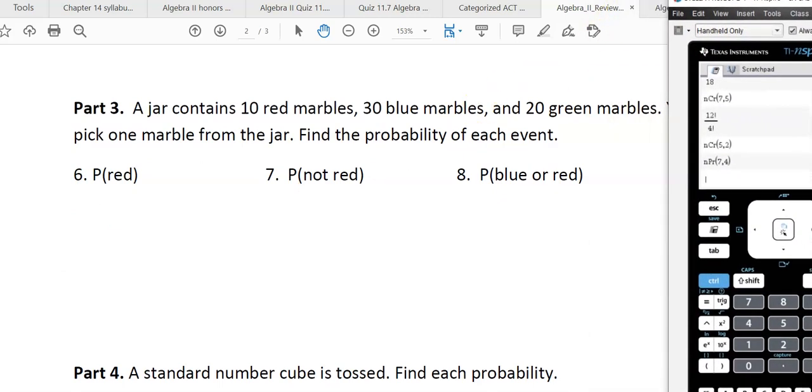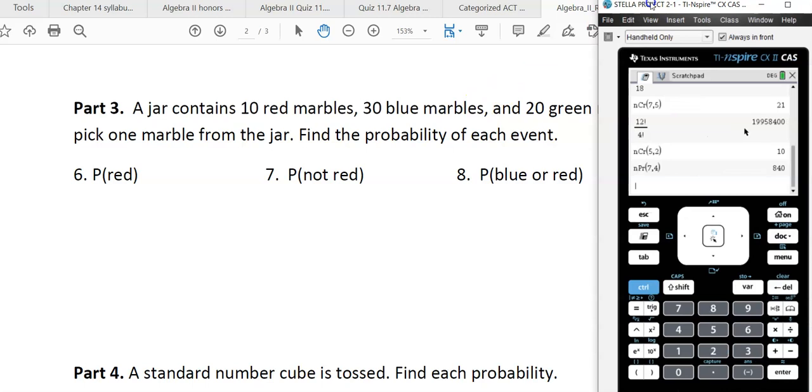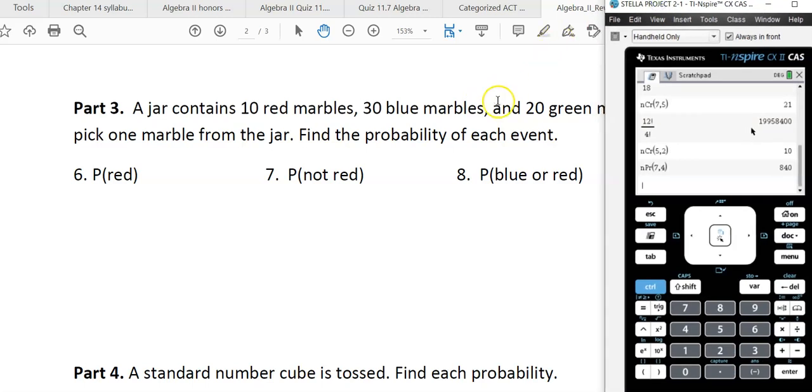See, I can't see marbles. Okay. I can see everything. Okay, so a jar contains 10 red, 30 blue, and 20 green. What's the probability of each? Probably red. So I'd do the denominator first. I've got a total of 60 marbles, and I want red, and that would be 10 out of 60, which is 1/6.